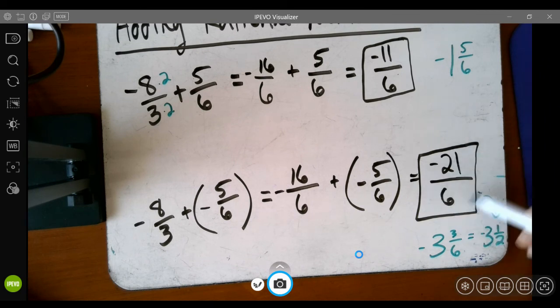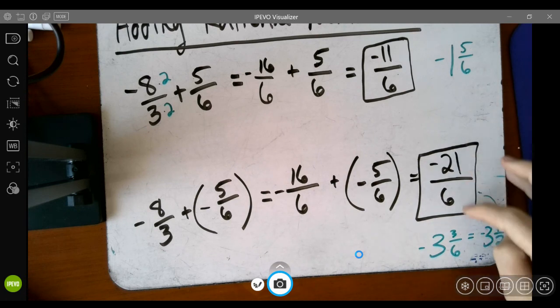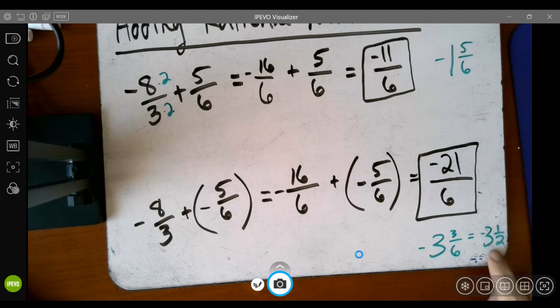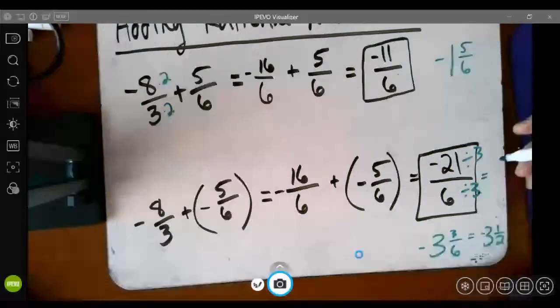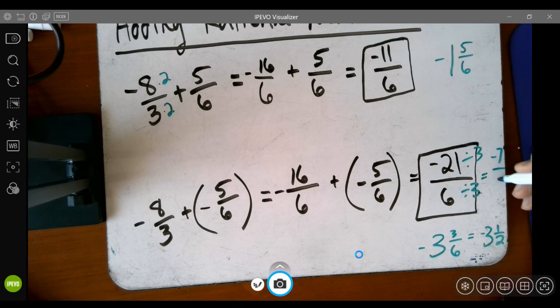But once again, in your homework and classwork and quizzes and tests, you can just leave it as an improper fraction. Oh wait, but this one, we couldn't leave it like this because this is not in simplest form. So we would need to say that 21 and 6 have a common factor of 3, and that it would simplify to negative 7/2. And once again, negative 7/2 is also equal to negative 3.5. But negative 7/2 would be the form that you should leave your answer in.